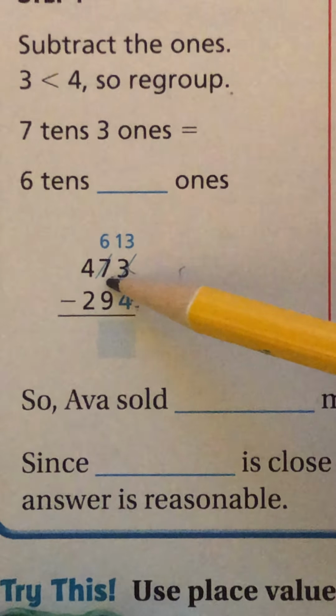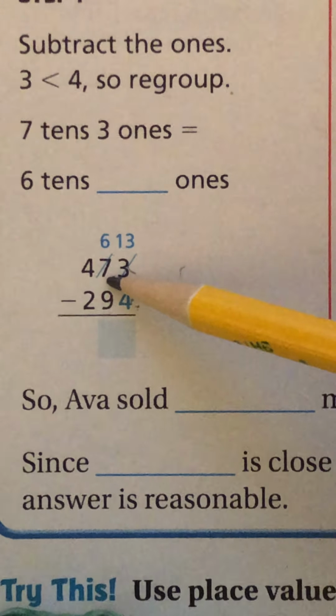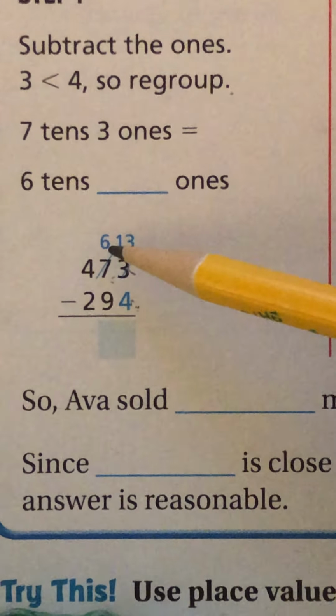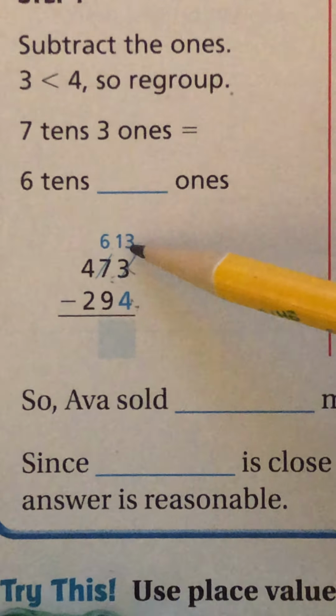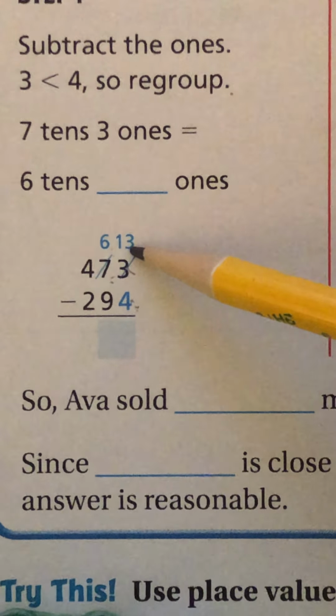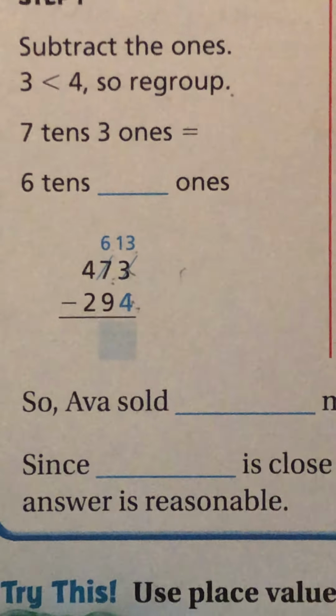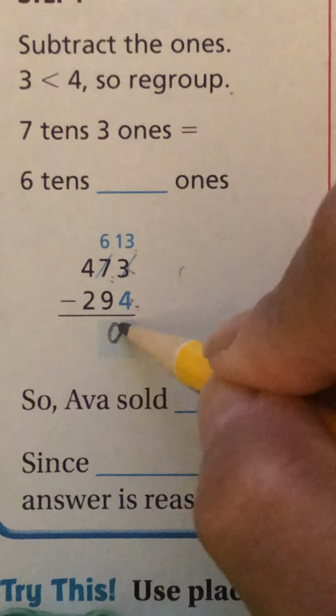So they started it for you. They crossed out the 7, they borrowed 10 and made it a 6, and now the 3 is a 13 because they put 10 with 3. So now we can subtract. 13 minus 4 in the ones place is 9.